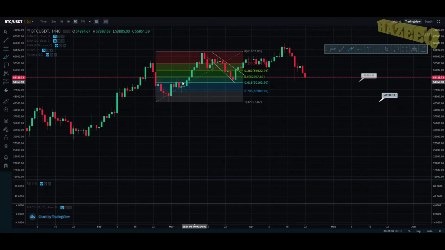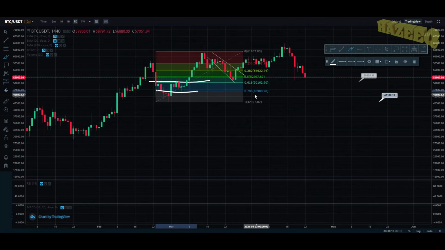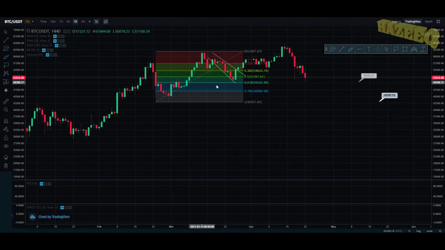So if you knew how to swing trade, if you knew how to use the fib before this video and you knew how to use the fib at this time, then you would have known that the 0.618 level is usually a very strong resistance, and you could have sold here and bought back in at this previous 0.786 fib level. So that is how you do it, guys. That is how you use the fib level.